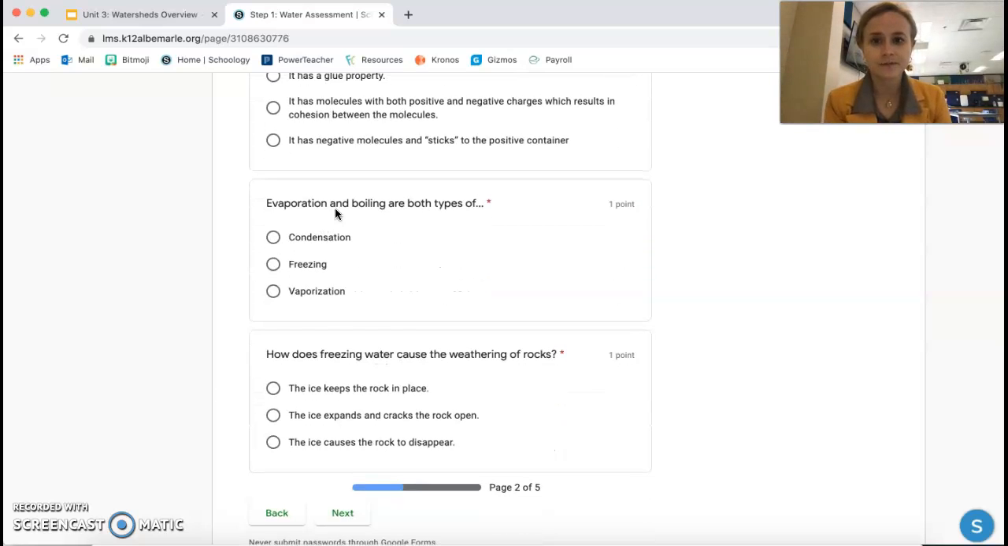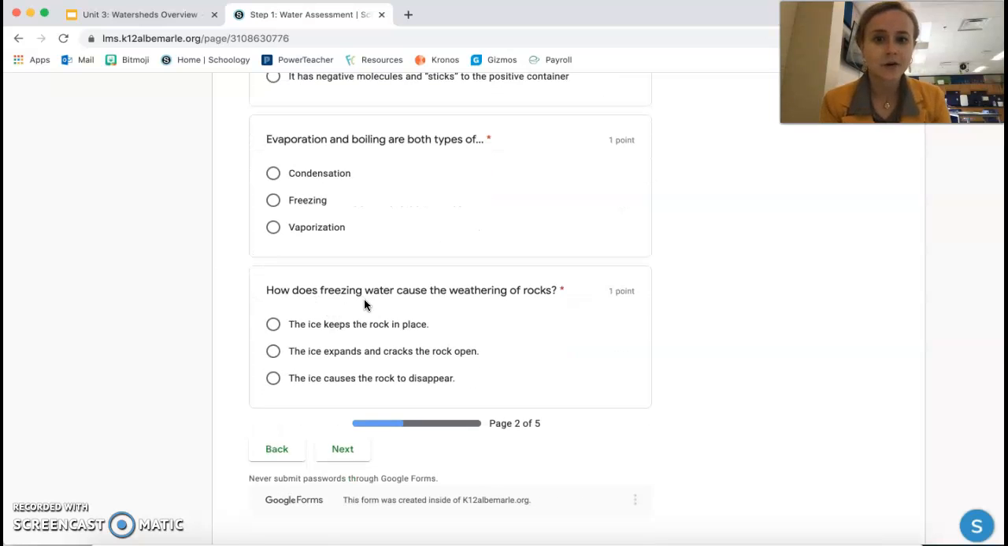The next question. Evaporation and boiling are both types of condensation, freezing, or vaporization. Evaporation and boiling are both types of what?